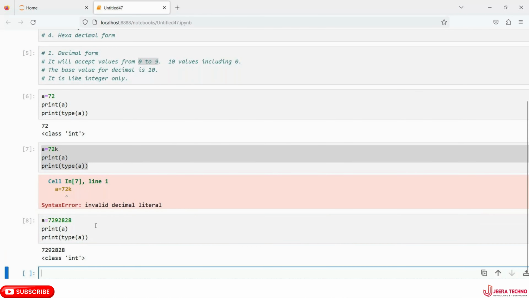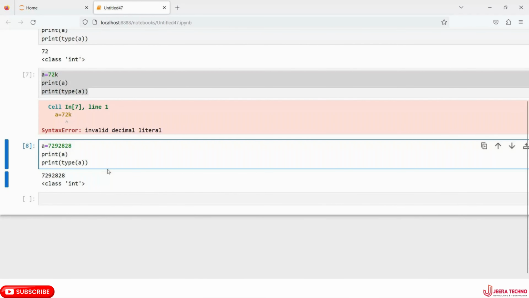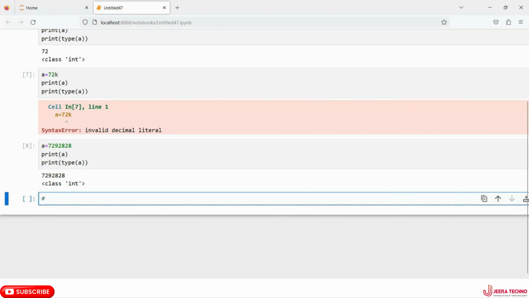But here, whenever you are mentioning alphabets, it will throw an error. So you can take a screenshot and keep the error documented. Like you can mention that decimal value doesn't accept alphabets. That's it. So it is very clear about decimal form. That is like integer, right? So we don't need to worry.